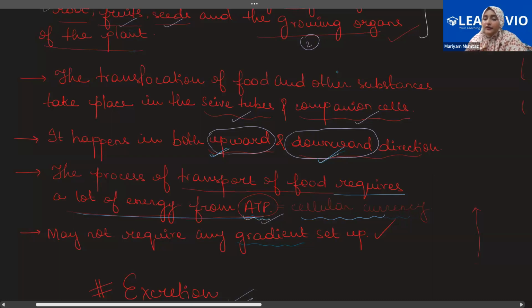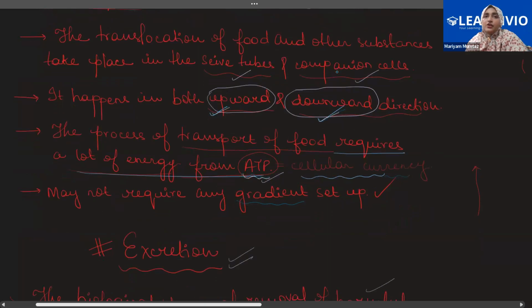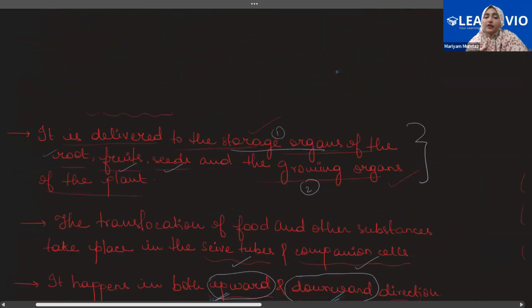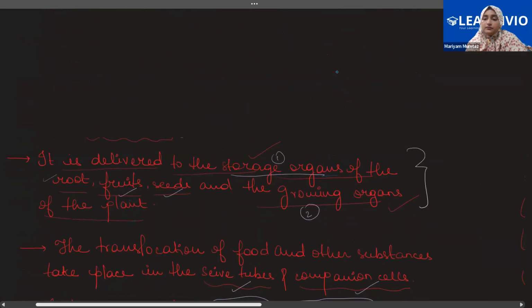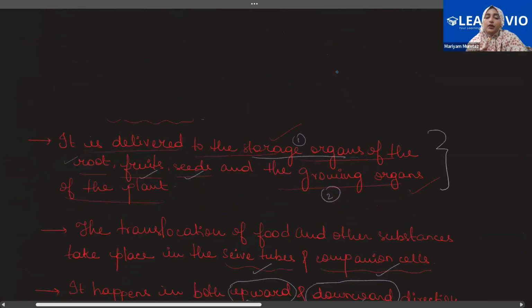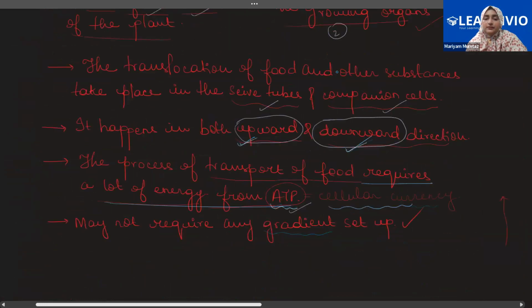Now, who can tell me the full form of ATP? Adenosine triphosphate. Very good. Adenosine triphosphate. So is the whole thing about the transportation through phloem clear to you? Yes, ma'am. Okay. Very good.